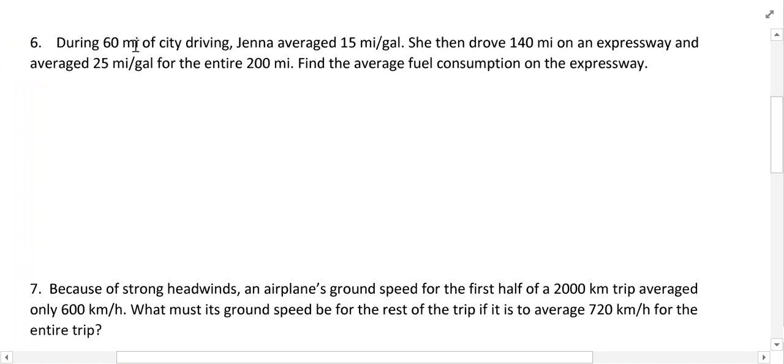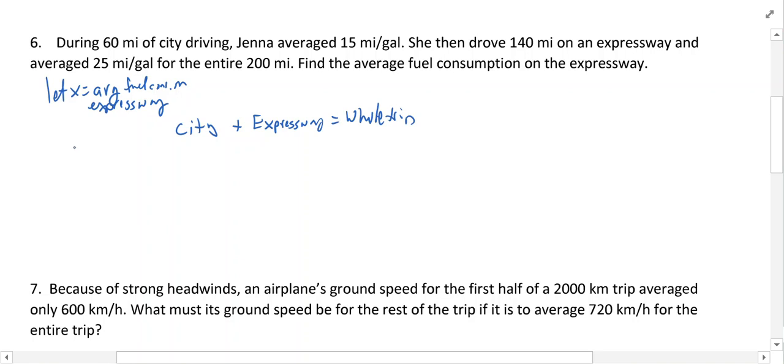Okay, so she did two things. Jenna did 60 miles of city driving, and that was her average. Then she drove 140 miles on an expressway, and averaged for an entire 200-mile trip. So we're going to say let X equal average fuel consumption on the expressway. Remember, we're thinking about distance over rate. She's doing two things, so she's on the city, plus then she's on the expressway, and that's going to equal the whole trip.